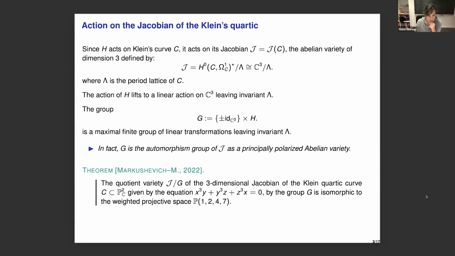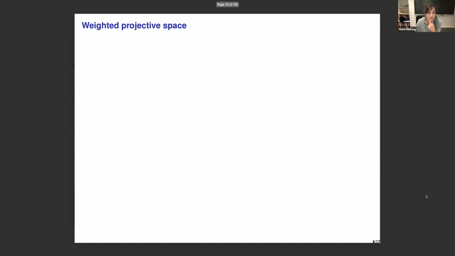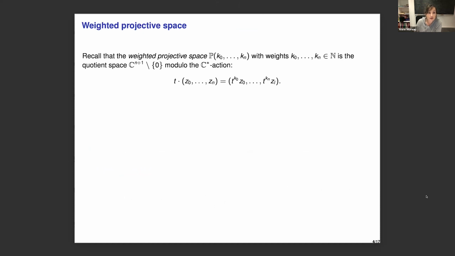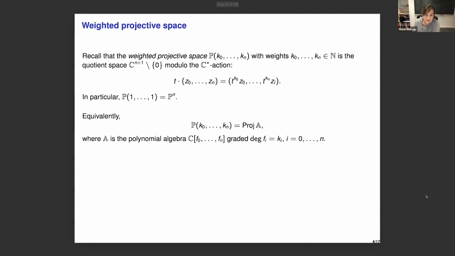So let me recall what a weighted projective space is first. Here I give the definition for any weights k0, ..., kn. This is the quotient space of C^(n+1) minus 0 modulo the C-star action, where the C-star action is given by the weights k0. It acts diagonally with the weights k0, k1, ..., kn. So in particular, with the weights 1, 1, 1, you recover the n-dimensional projective space. Equivalently, you can define the weighted projective space as the Proj of the polynomial algebra graded by the ki. This means here the degrees of the generators fi are ki. In particular, it is known that a weighted projective space is a complete toric variety, possibly singular.